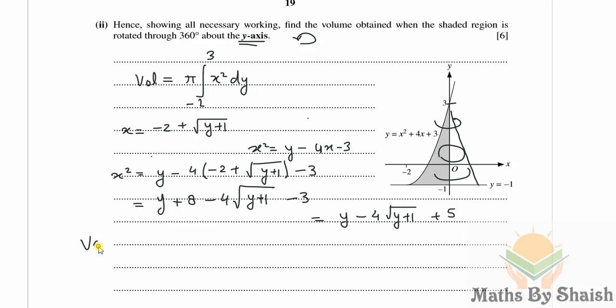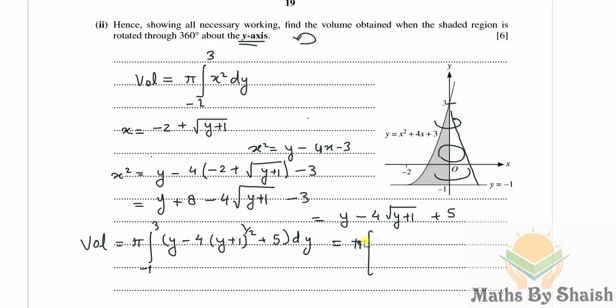So the required volume we'll get by integrating: π times the integral from -1 to 3 of (y - 4 (y + 1)^(1/2) + 5) dy. I'll write this root as the power 1/2, because we know the integration formula for the x^n type. Now we'll do the integration and I'll put the limits afterward.